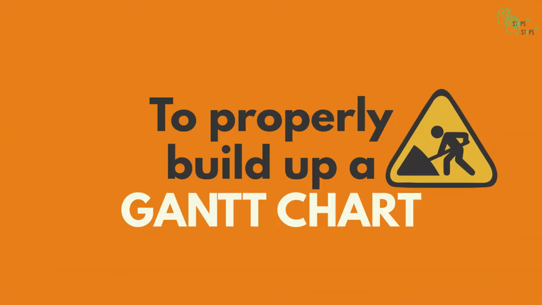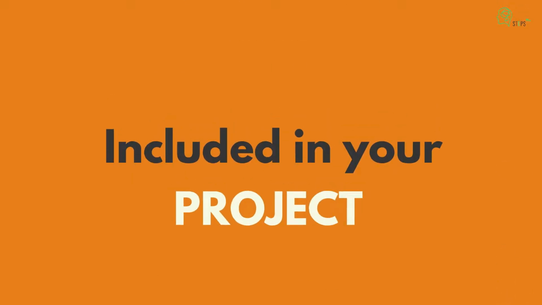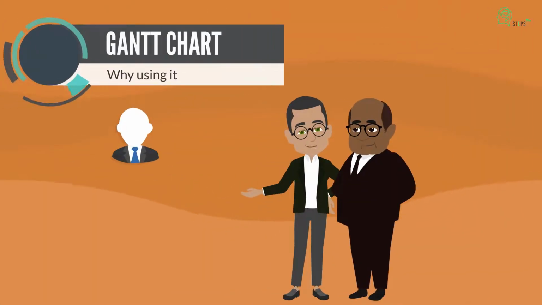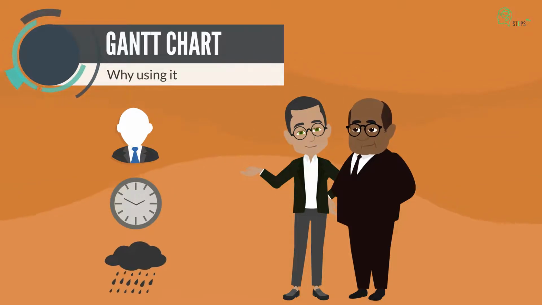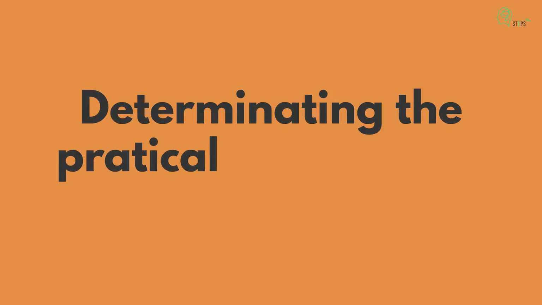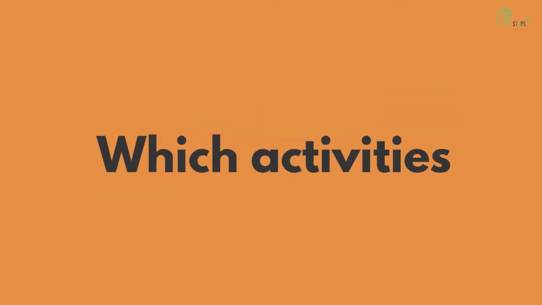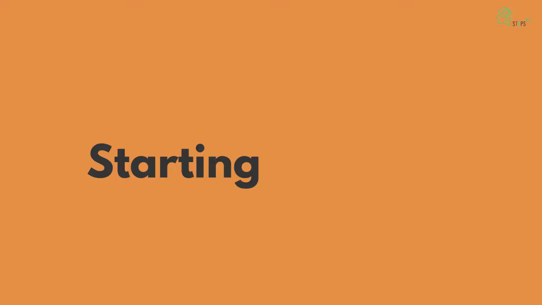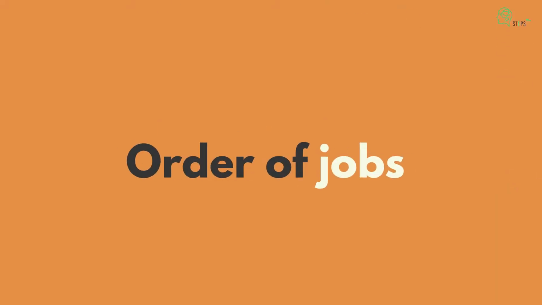To properly build up a Gantt chart, you must consider every task that will be included in your project. You will determine who will be in charge of each task, how long each task will last, and any potential issues your team may run into as part of this process. They assist you in determining the practical components of a project, such as the minimum time needed to deliver and which activities you must finish before starting another.